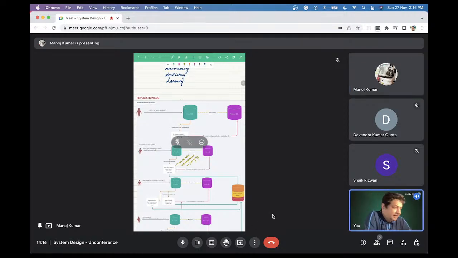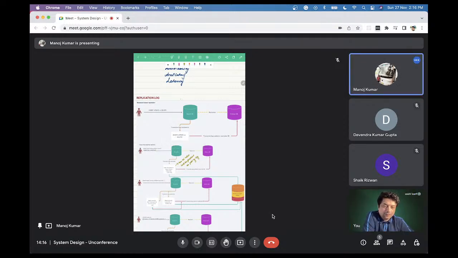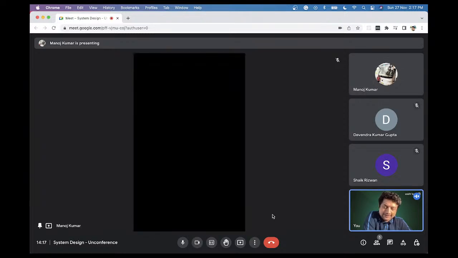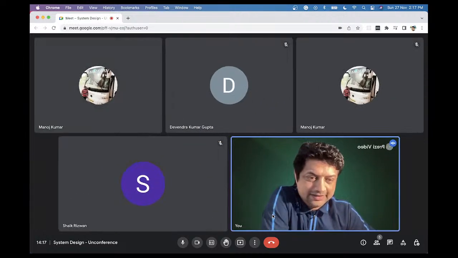So Manoj, I have one query. If we want to try out these setups in our local systems, running two Postgres instances or MySQL, can we do that, and how to do that? Any idea on that?